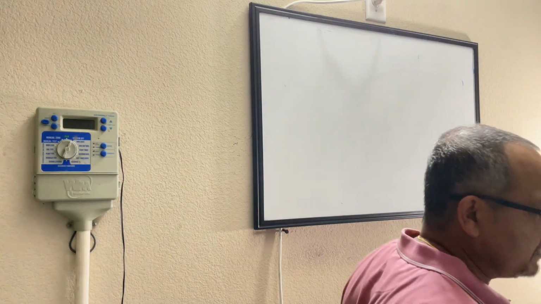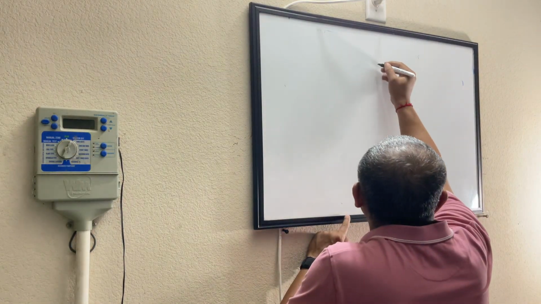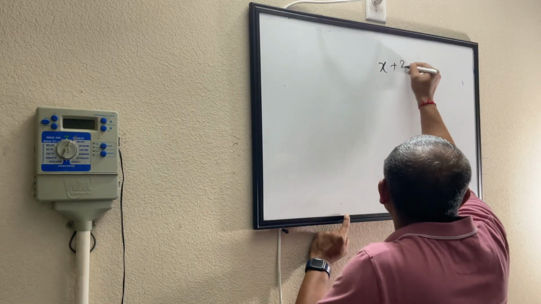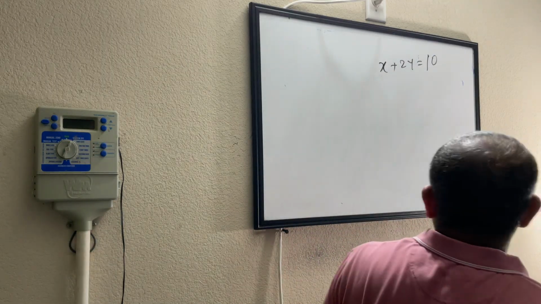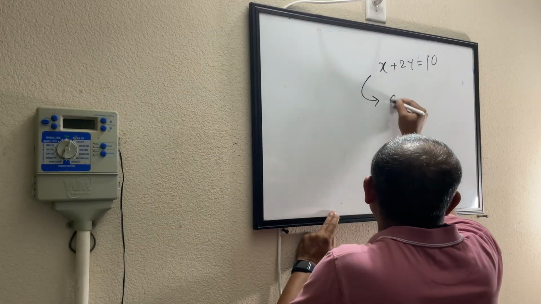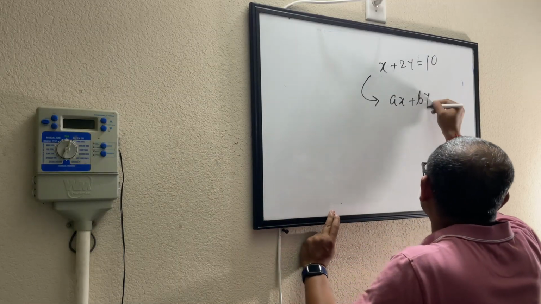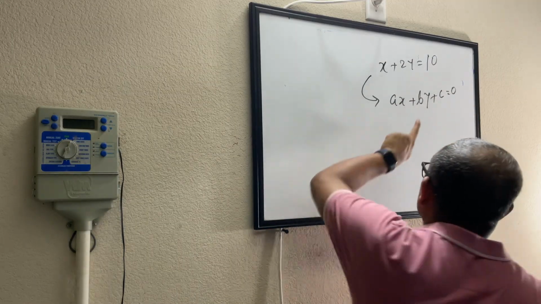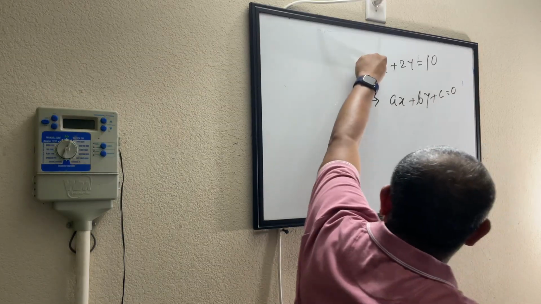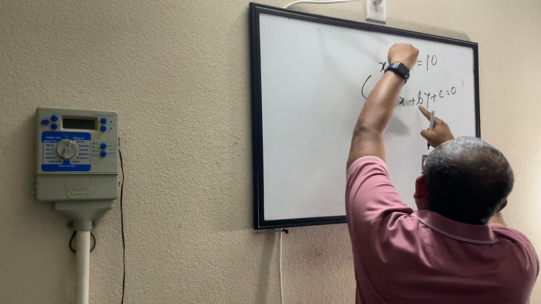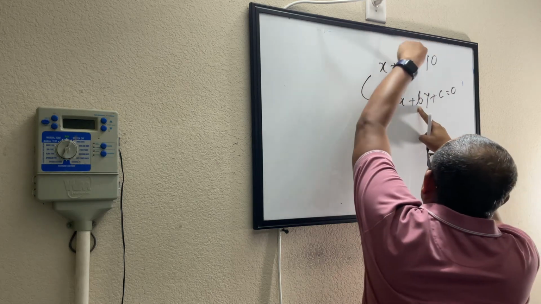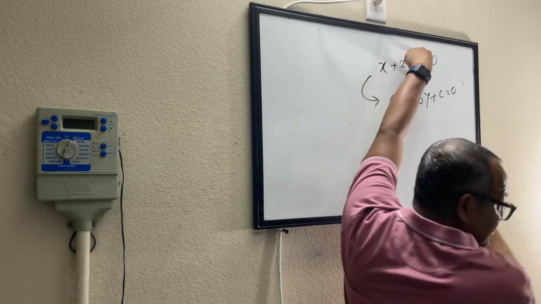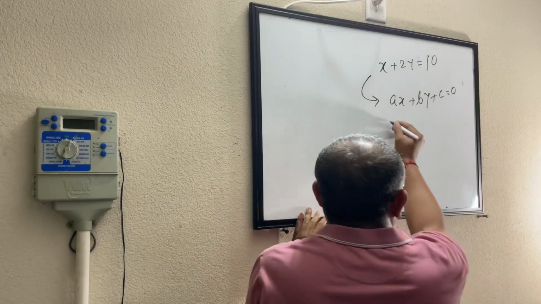No matter what. So you can write the same equation, x plus 2y equal to, let's say, 10, in two different ways. One, following this method: ax plus by plus c equal to 0. Here a is 1. What is b? 2. And then this 10 will come to this side and become minus 10, so c will become minus 10. This is the standard form.